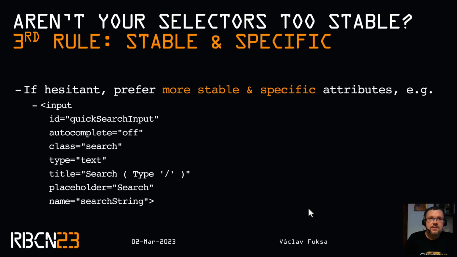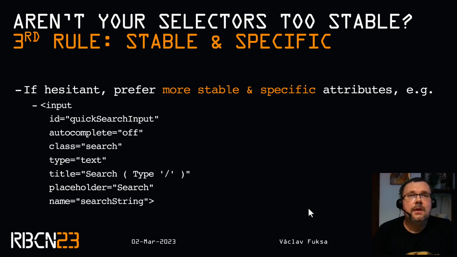And the last thing I want to say is, if you are still uncertain how to write your selectors, then prefer more stable and specific attributes. I think this point is quite clear and you might do it without even realizing. Nevertheless, I'll show you a real-life example of HTML code describing an input field for searching in a web application. Let's say we would have to enter something into the search field.